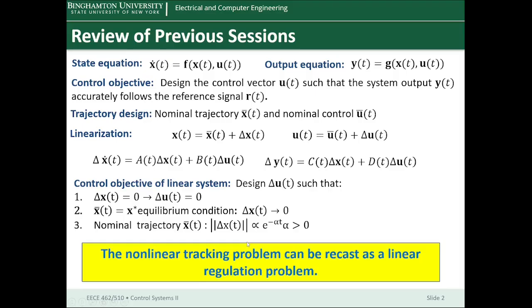So, in summary, we showed that a nonlinear tracking problem can be recast as a linear regulation problem. Why linear regulation? Because in the linearized system around the nominal trajectory, we want the perturbation terms to converge to 0, meaning the equilibrium point at the origin is asymptotically stable.